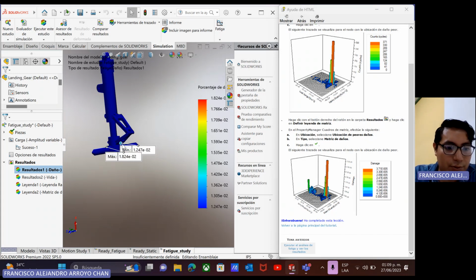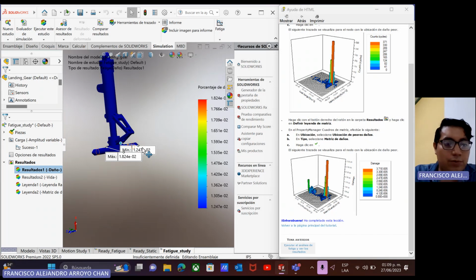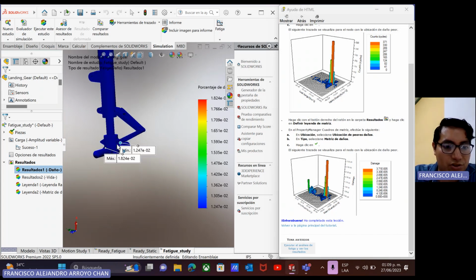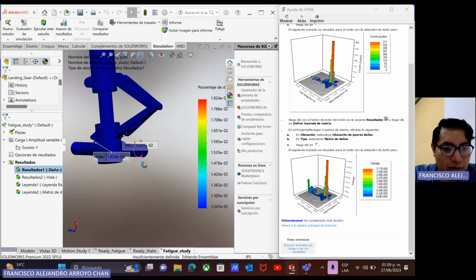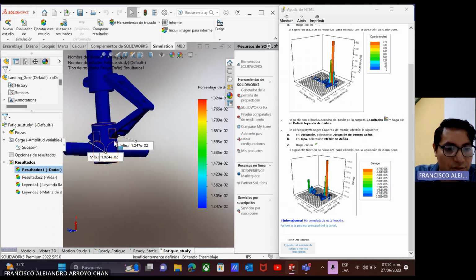Those points talk about the points of damage with the fatigue study. When you put forces in the landing gear, you will obtain this damage in those points. Okay, so those are the results. We can check the specific points.